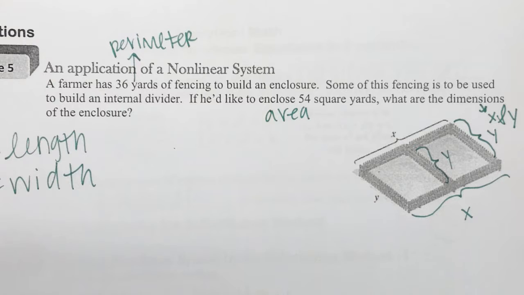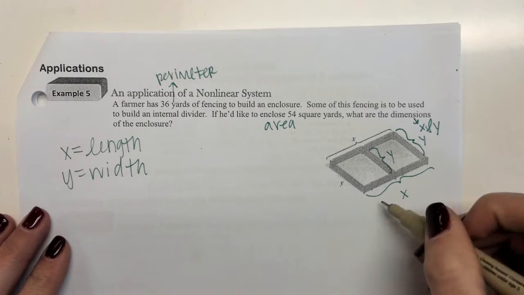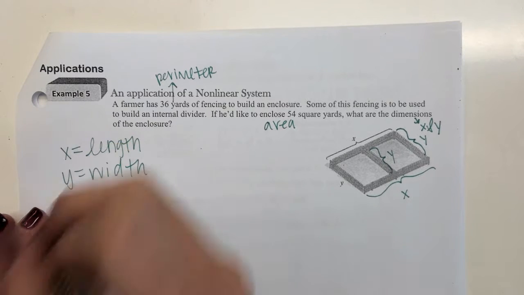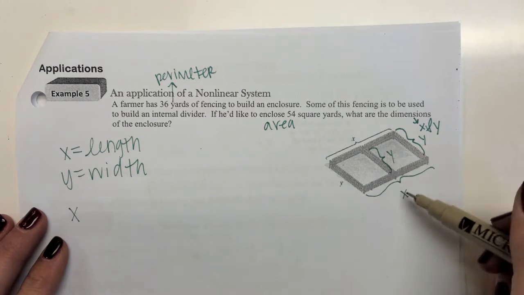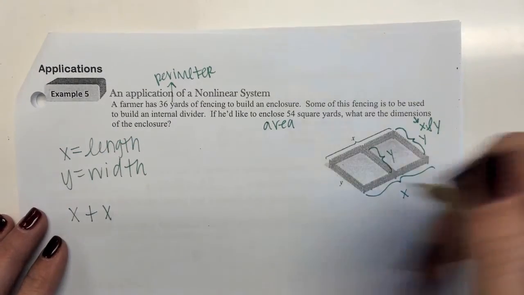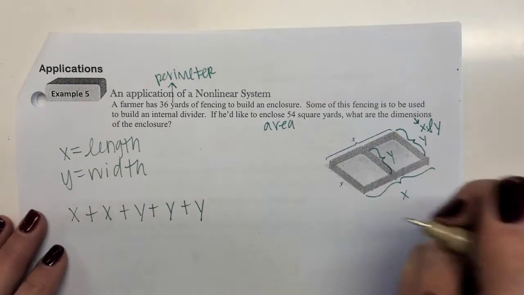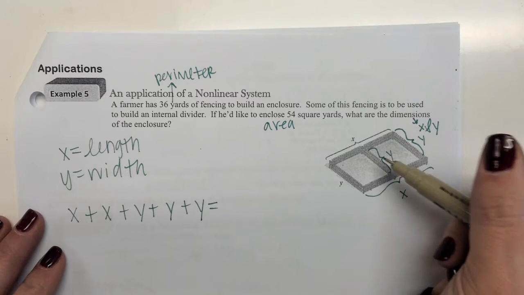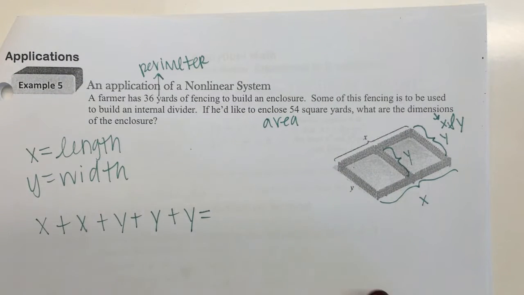Tell me the equation I could create for perimeter. What would that look like? Almost. You just said x and y. That's only two sides. Remember, we're not multiplying them. Let me write it like this. X plus x plus y plus y plus y equals what? I just added up all the sides. That's how you find perimeter, right? Adding all the sides equals what?